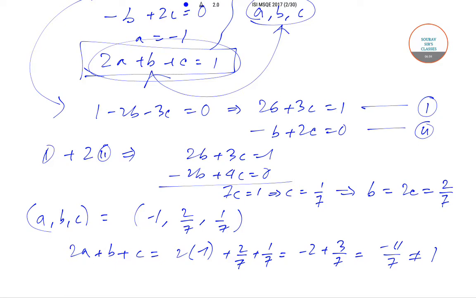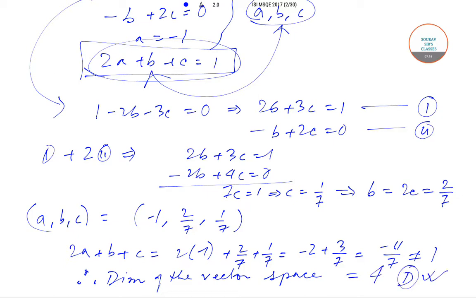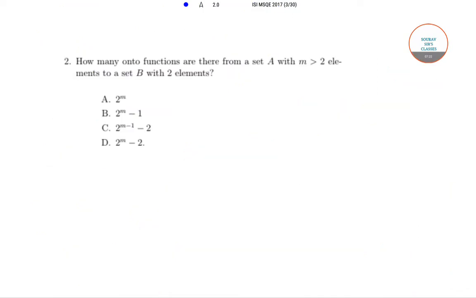In that case, we can only say that the dimension of the vector space will be equal to 4, which is option D. Now we'll move on to the next question. The next question is question number 2.